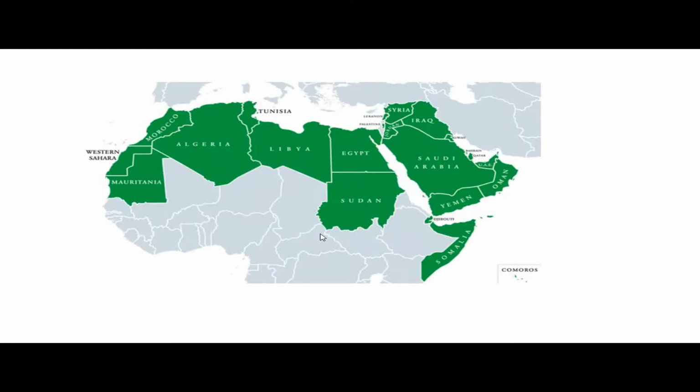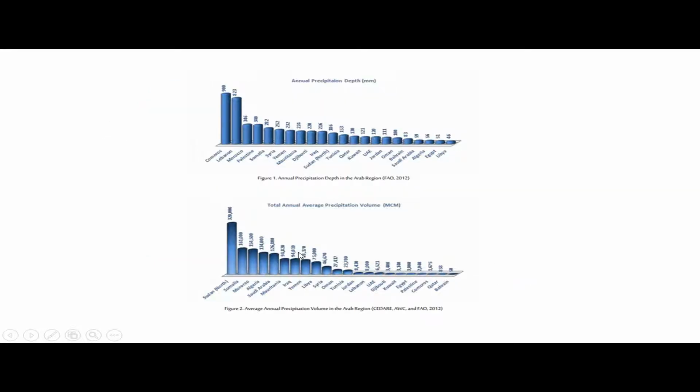Some regional reports, like this one reporting the situation in the Arab region. This is the area of the Arab region after subtracting South Sudan after independence. And this graph shows the annual precipitation, one time expressed as depth in millimeters and the other time in volume by multiplying the depths by area.